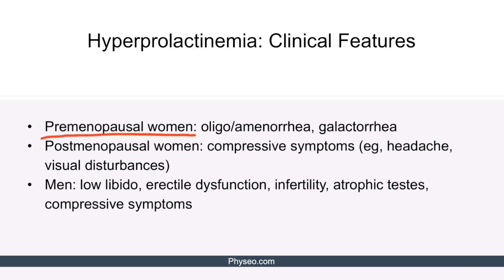A premenopausal woman with hyperprolactinemia mainly presents with oligomenorrhea or amenorrhea. Galactorrhea can also be present in some cases. However, in postmenopausal women, compressive symptoms of a pituitary adenoma are more prominent. These include headaches and visual disturbances. Men with hyperprolactinemia present with a low libido, erectile dysfunction, and infertility. Atrophic testes can be found on physical examination, and compressive symptoms of the adenoma can also be found.